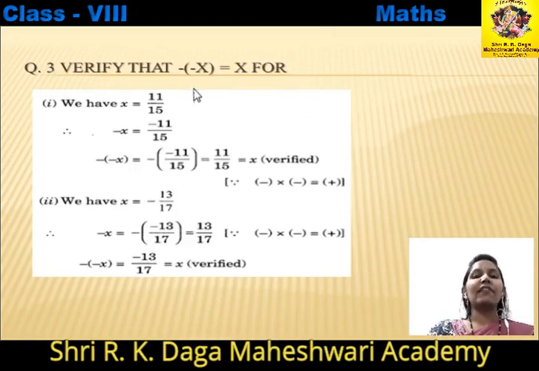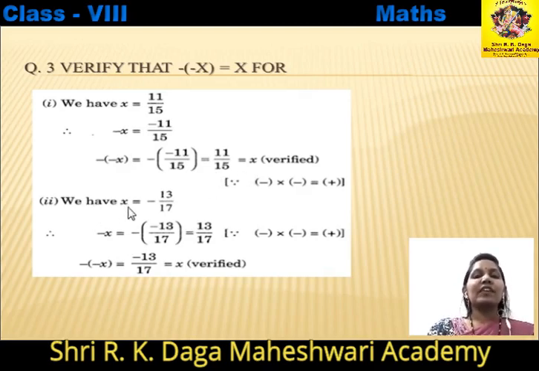In the third question, we have to verify that minus of minus x equals x. First we have the number x equal to 11 by 15. Therefore, minus x will be minus 11 by 15. But when again we put a minus sign on this minus x, minus into minus will become plus. So minus of minus 11 by 15 is equal to 11 by 15. And this 11 by 15 is nothing but x. So minus of minus x is equal to x.